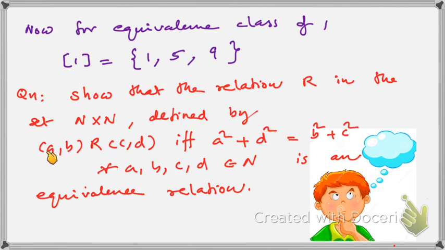Sum of the squares of the extremes is equal to the sum of the squares of the means. It's not just the means, it's the sum of the individual squares of b and c. So the sum of the squares of the extremes, a square plus d square, is equal to the sum of the squares of the means, b square plus c square. We need to prove this is an equivalence relation. You try. Good luck. Pause the video, copy down the question and complete it.